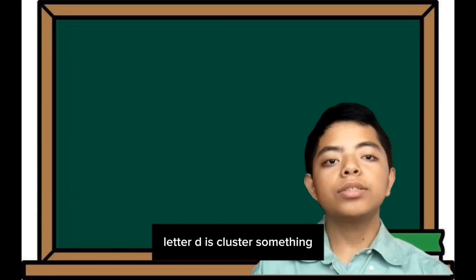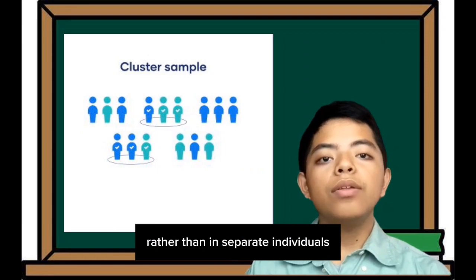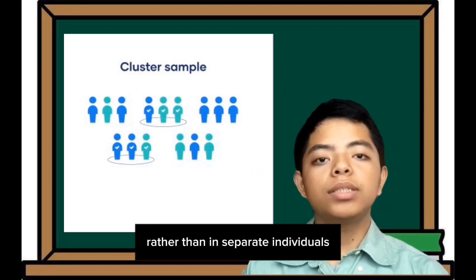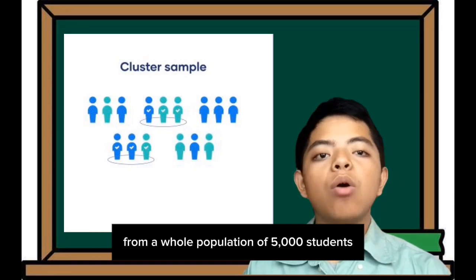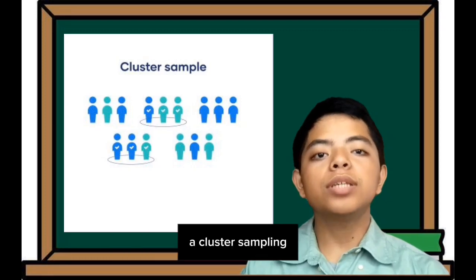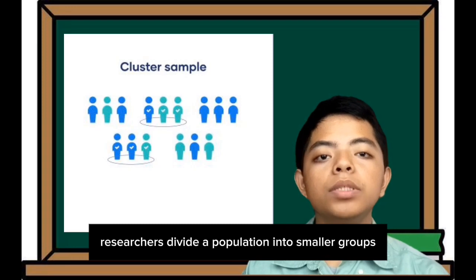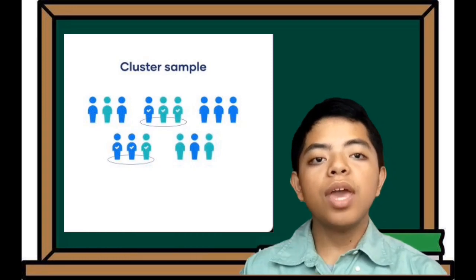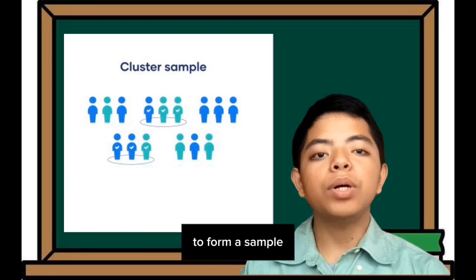Letter D is cluster sampling, selecting respondents in clusters rather than as separate individuals, such as choosing 5 classes of 40 students each from a whole population of 5,000 students. In cluster sampling, researchers divide a population into smaller groups known as clusters. They then randomly select among these clusters to form a sample.